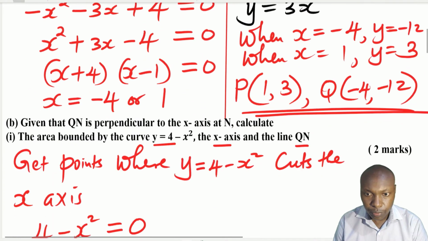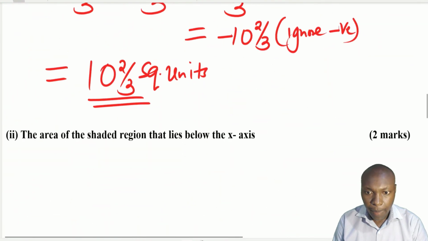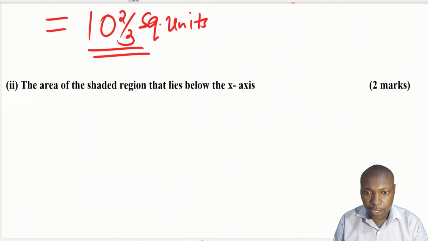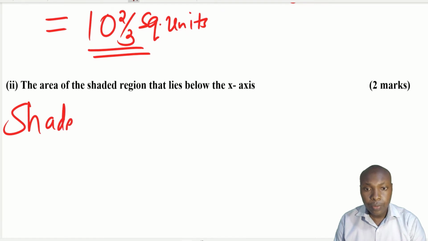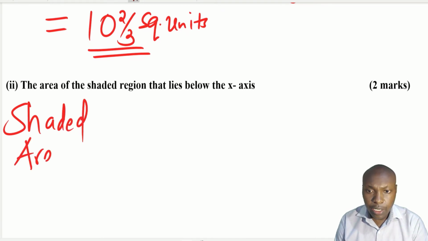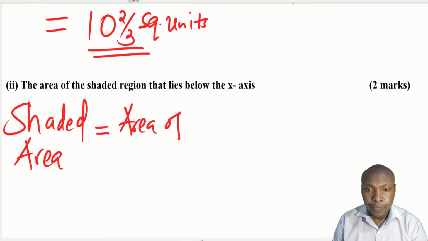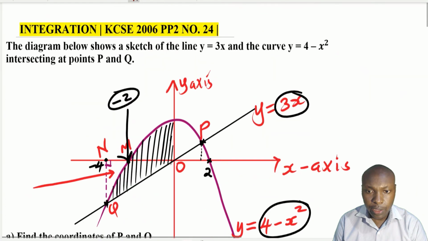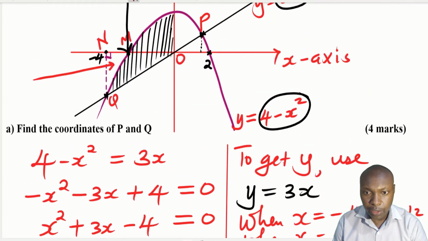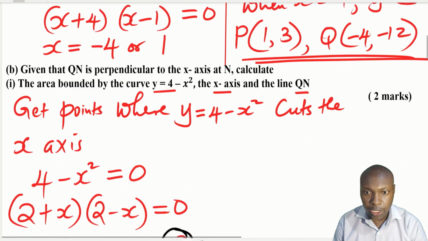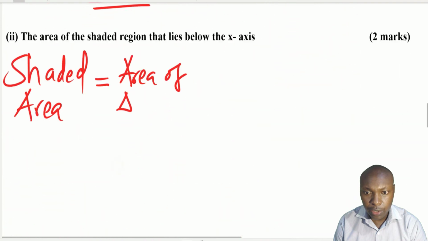Below. It is below that. So to get that area, this is what you're going to do. The shaded area will be given by the area of a triangle that I want us to identify. Look at triangle NQO. That is a right angle triangle, NQO.